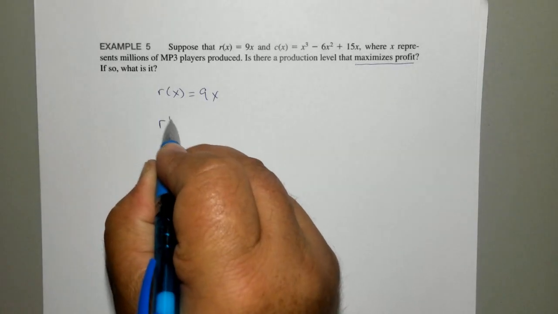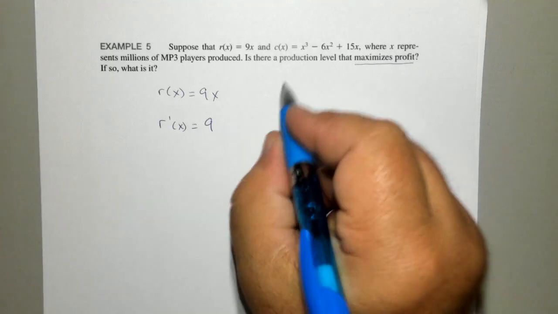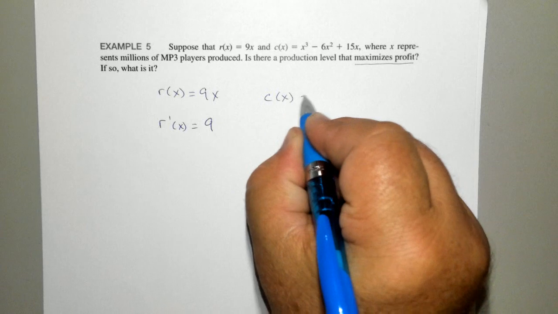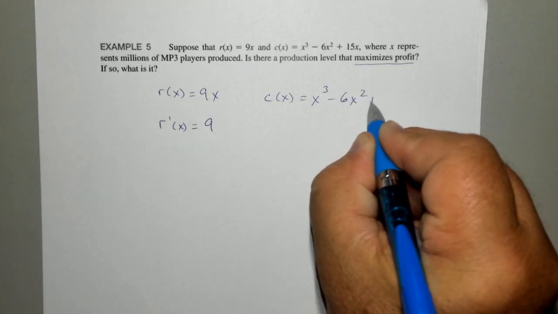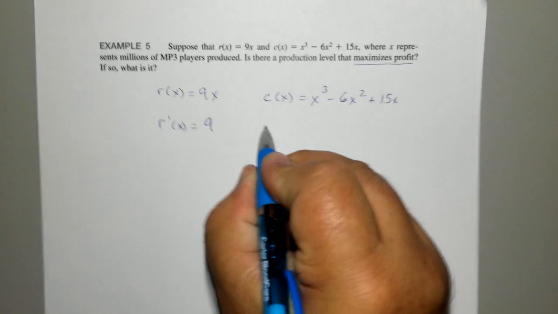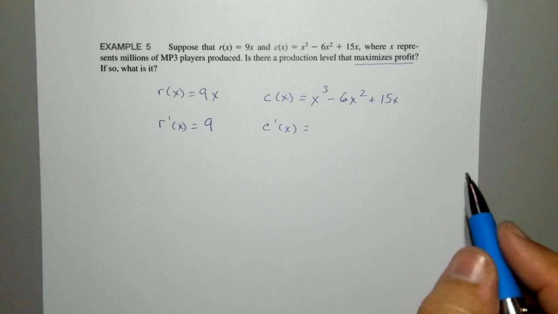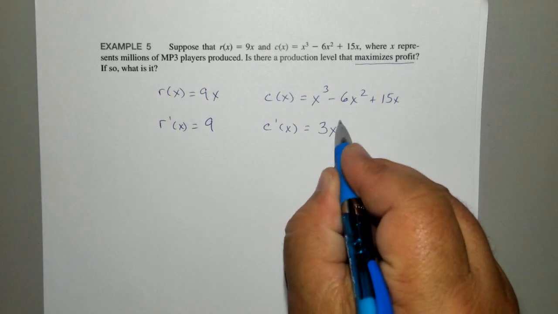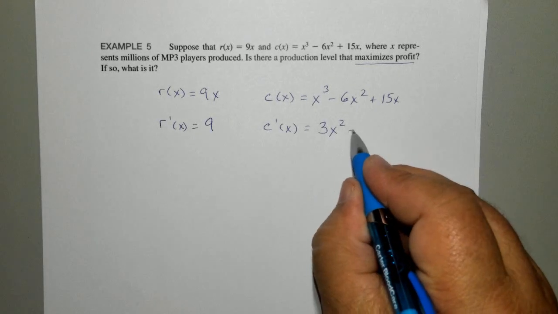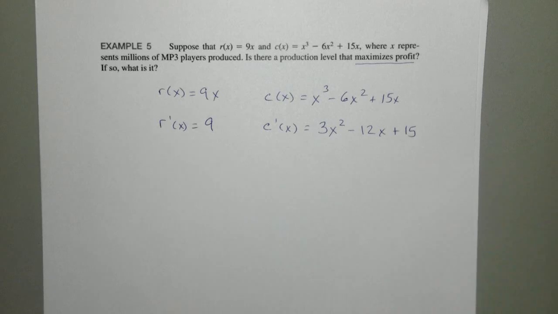So what is the marginal revenue? Nine. Cost is x cubed minus 6x squared plus 15x. What is the marginal cost? 3x squared minus 12x plus 15.